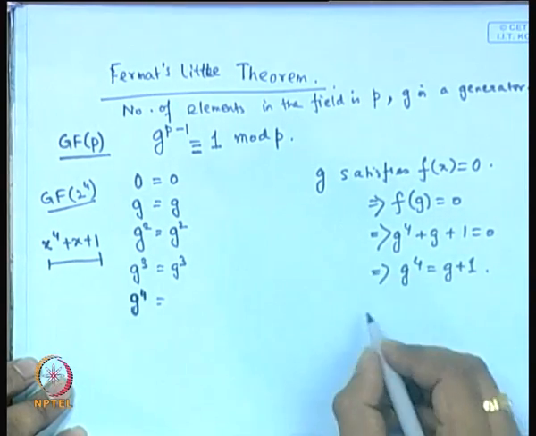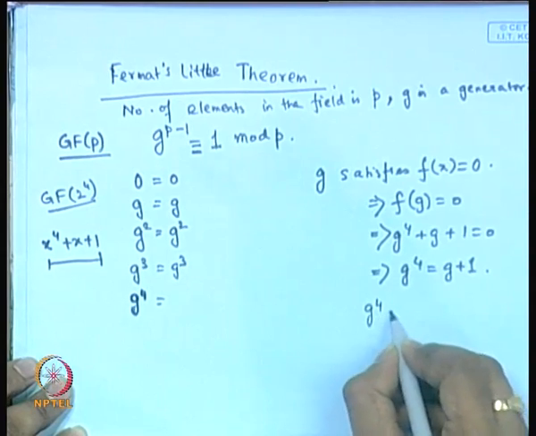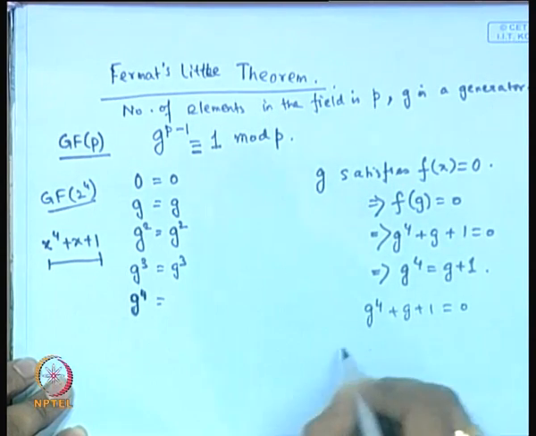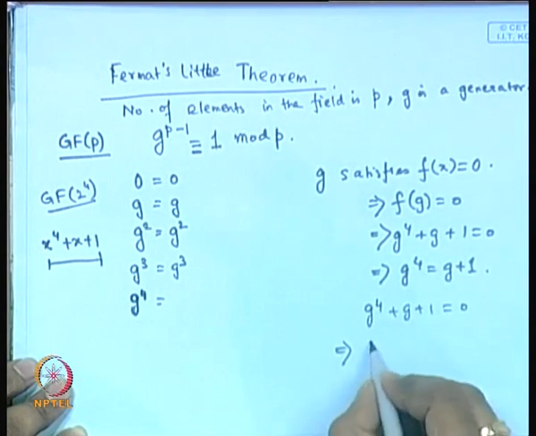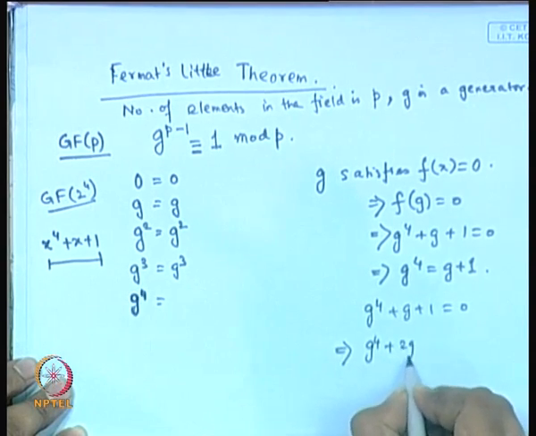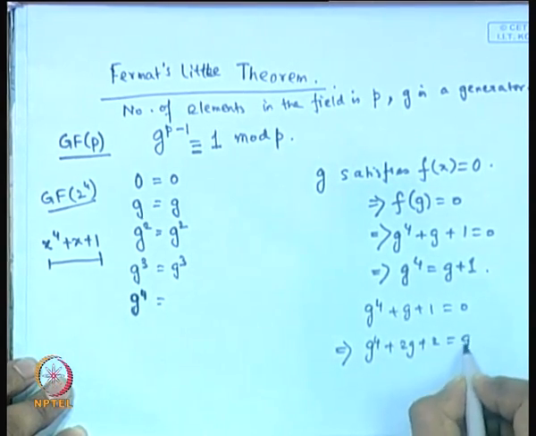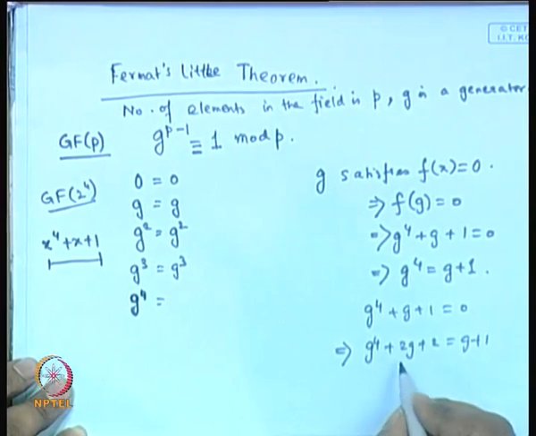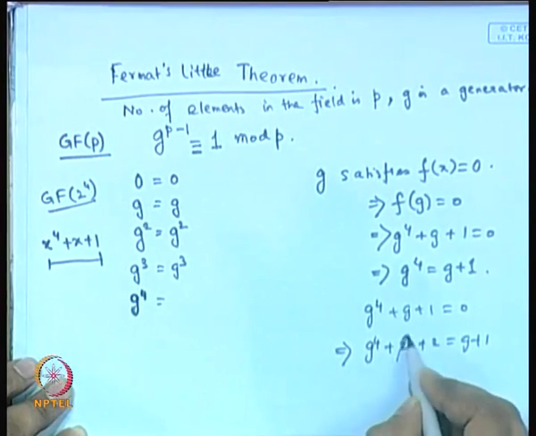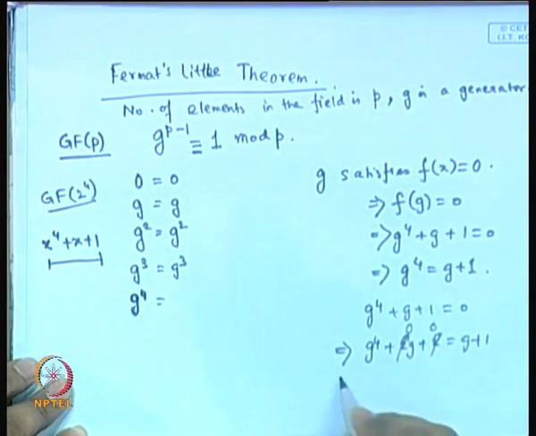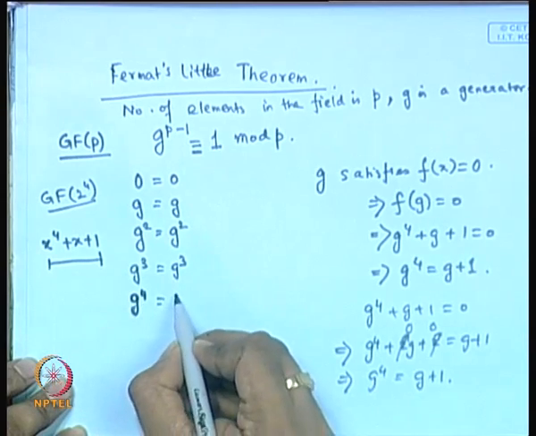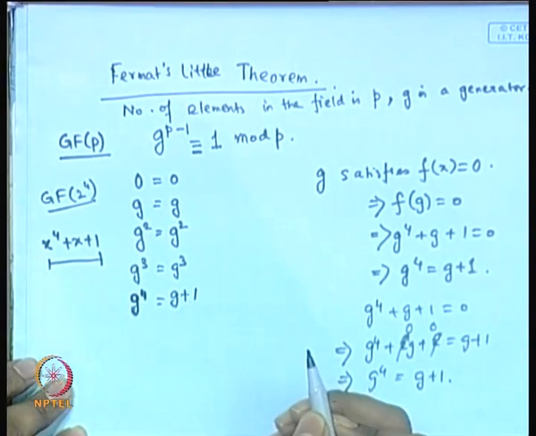Another way of observing this: G power 4 plus G plus 1 equal to 0. If I add G plus 1 to both sides, then I get G power 4 plus 2G plus 2 equal to G plus 1, and if I apply modulo 2 over these coefficients, then they go to 0, and what I obtain is G power 4 equal to G plus 1. So this G power 4 I could have represented as G plus 1.